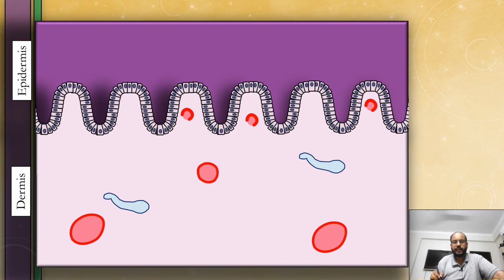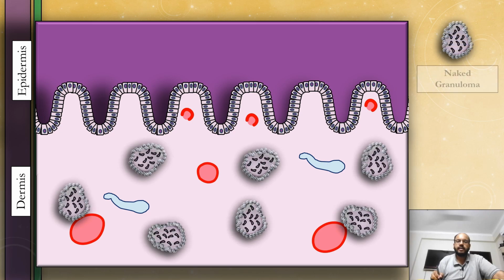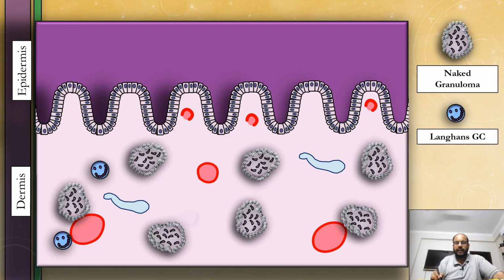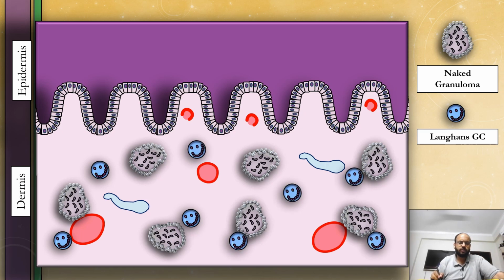Let's again come to the schematic diagram of dermis and epidermis of a skin biopsy. And you can see that you have multiple naked granulomas. They are a collection of histiocytes, but the surrounding lymphocytic rim is not at all that prominent. Okay, and with that, in the background, we see a mixture of Langerhans giant cells. We can also see foreign body giant cells, but majorly we see Langerhans giant cells.